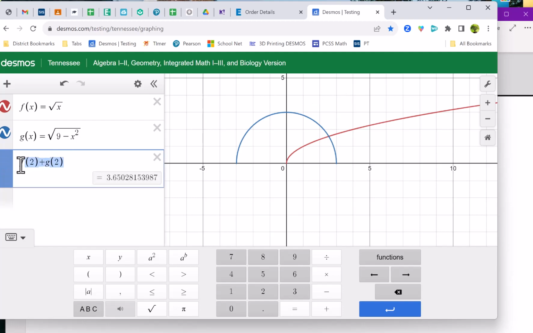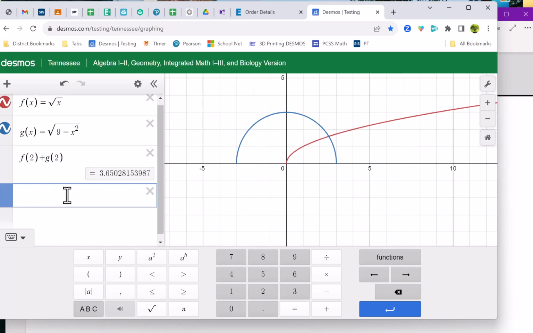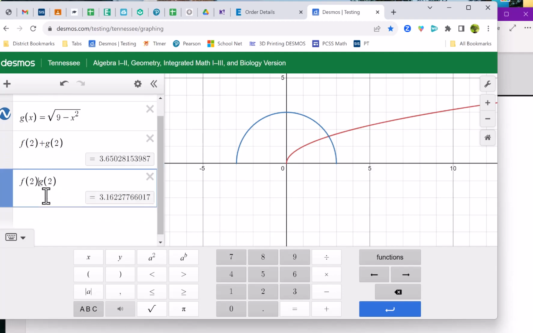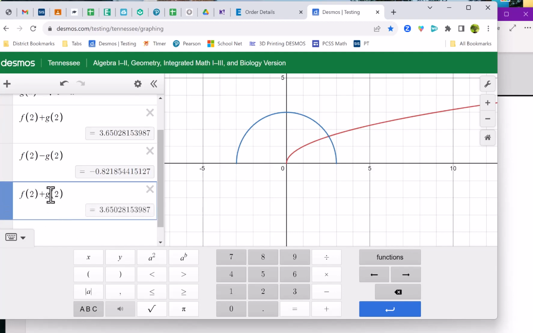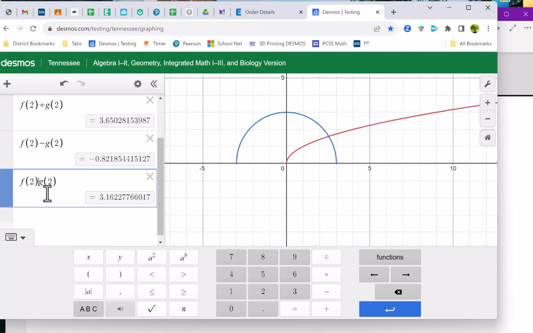Okay? We can copy that. Do you know how to copy and paste? So we're going to copy it, and then I'm going to paste it here, and I'm going to do minus. And then I'm going to paste, and I'm just going to take out the plus sign because that means to multiply them, right? So you see how fast Desmos can do these operations for you?